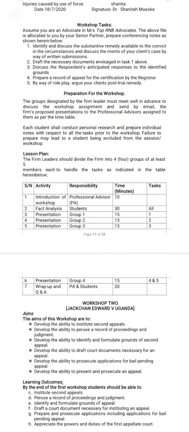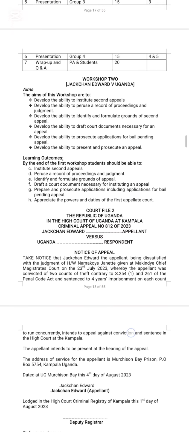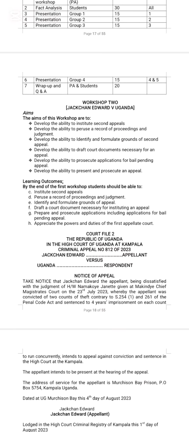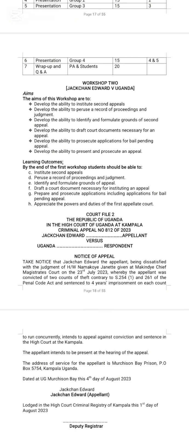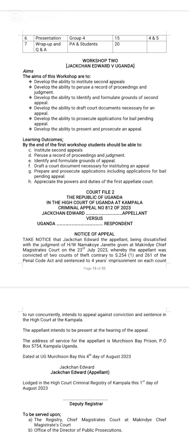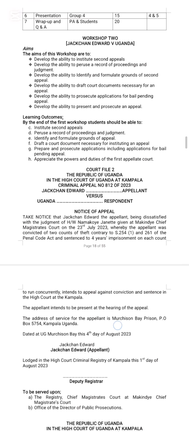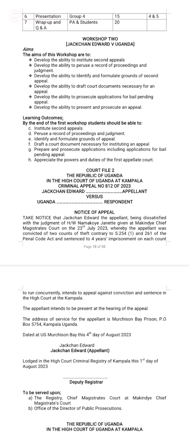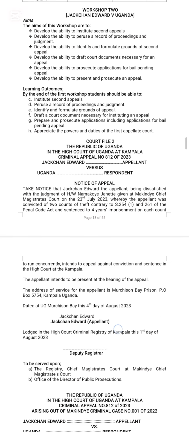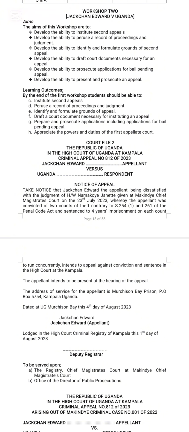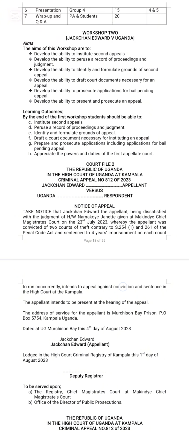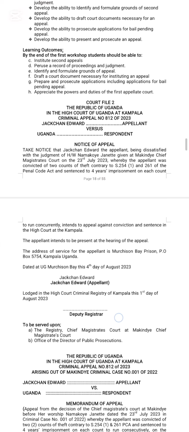I'll go to preparation for the workshop. We'll go to workshop 2. The aims of these workshops are to develop the ability to institute second appeals, develop the ability to peruse the record of proceedings and judgment, develop the ability to identify and formulate grounds of a second appeal, develop the ability to draft court documents necessary for an appeal, develop the ability to prosecute applications for bail pending appeal, and also the ability to present and prosecute an appeal.